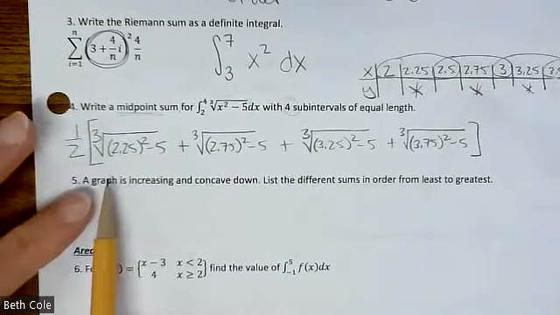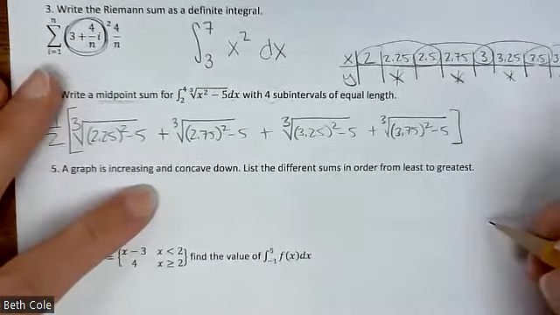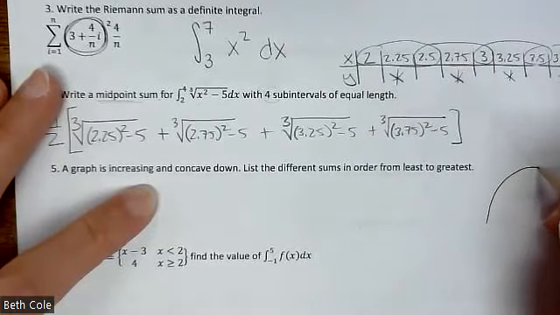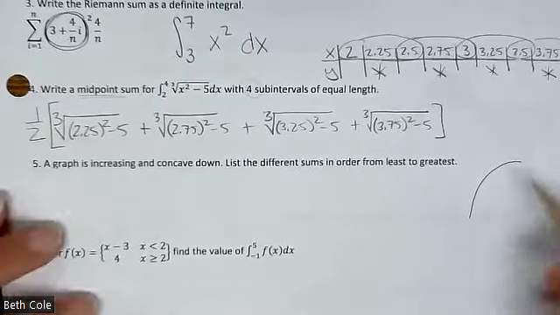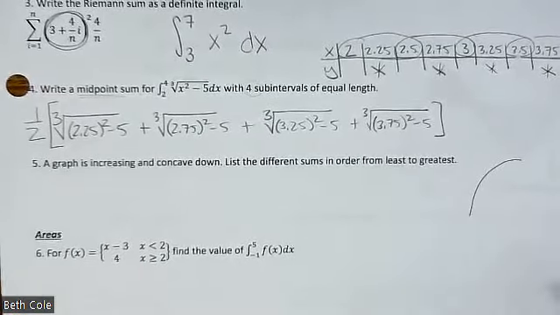All right, number 5, a graph is increasing and concave down. That would look like this. It's going up, but it's bent down. Increasing, think of a parabola. Increasing, but concave down. We're gonna list the different sums. Now we're not gonna do midpoint because you really can't tell for that one. In order from least to greatest.